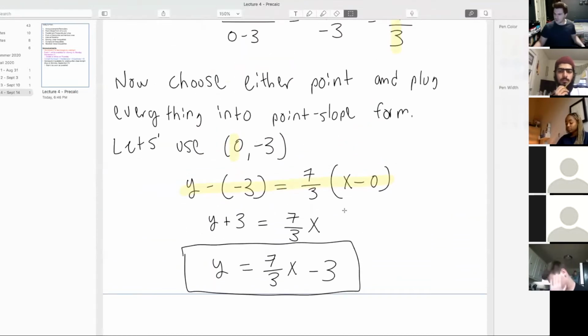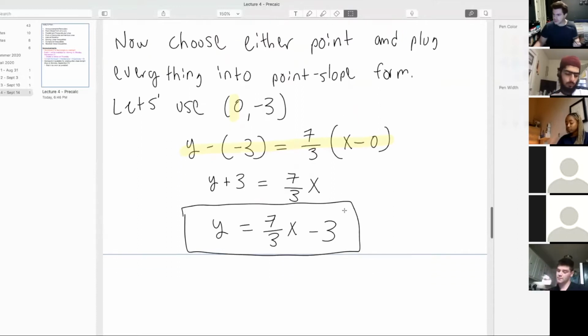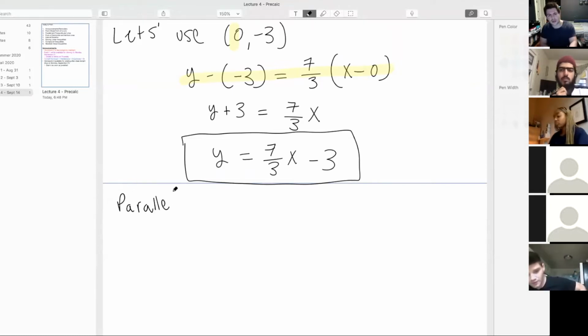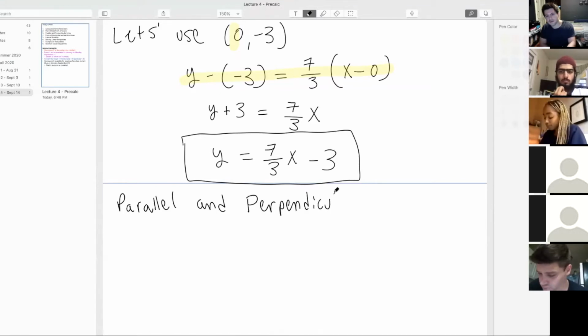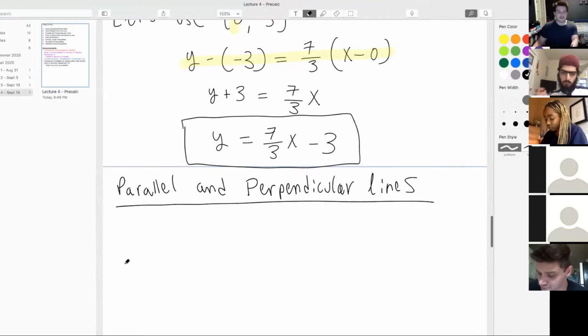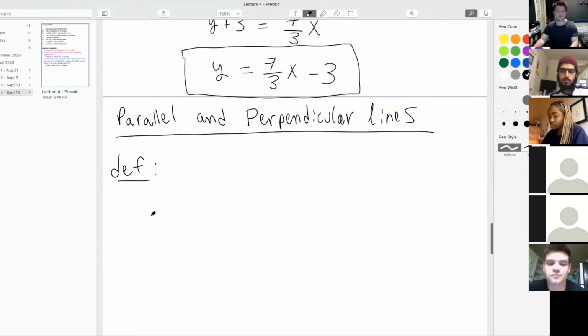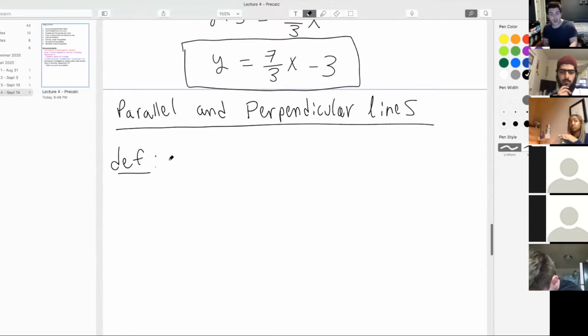Okay, so if there are no more questions, I'll move on. So just always stop me if anything's unclear. Okay. So the next thing we'll do is parallel and perpendicular lines. We just have some definitions to go through. We just need to define the words parallel and perpendicular. We just want to be really explicit here.